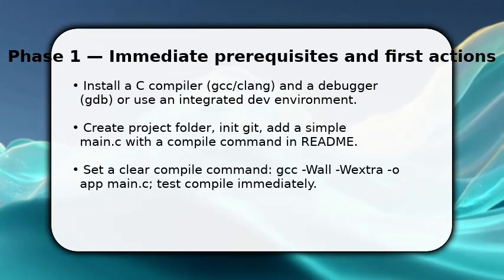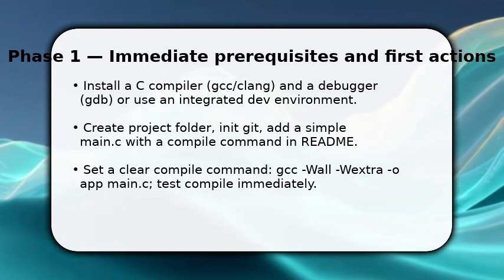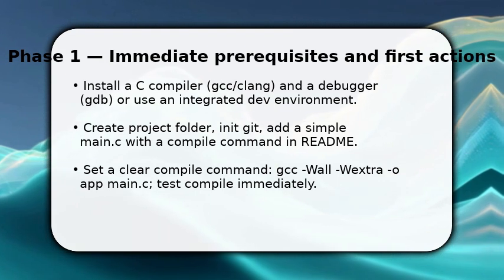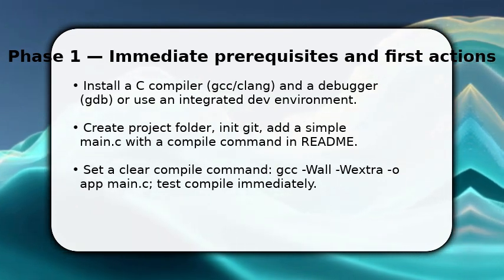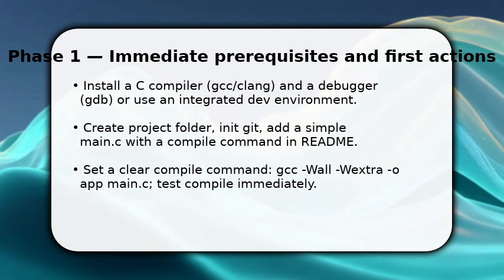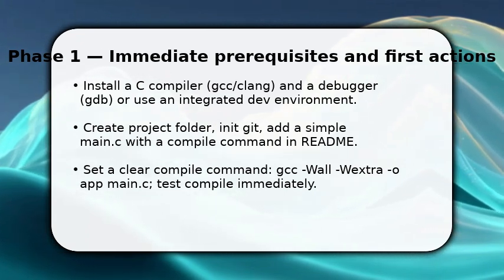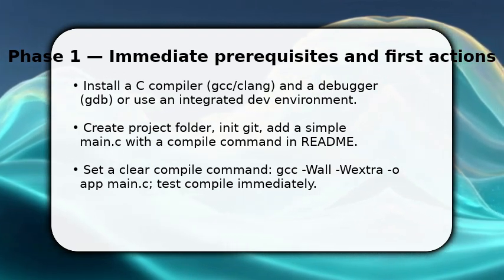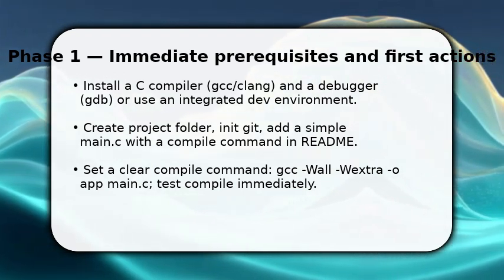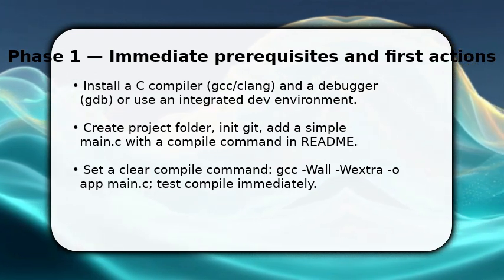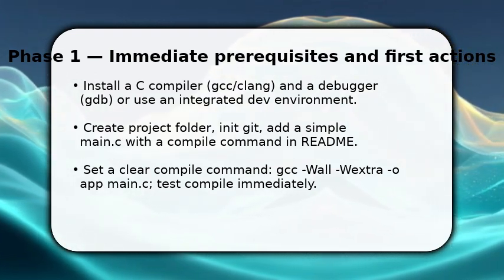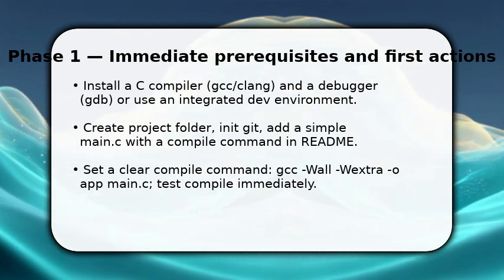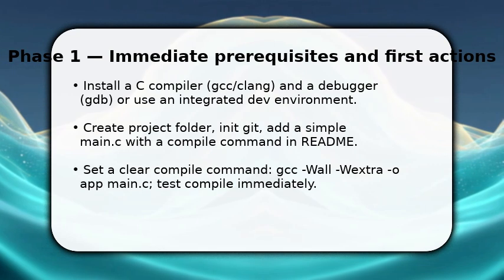You start by ensuring core tools are ready: a C compiler and a debugger, plus a project folder. Once installed, create main.c with a minimal main function, and run git init so changes stay tracked. Then write and run the compile command, gcc -Wall -Wextra -o app main.c, to catch obvious syntax and warning-level issues early. This first step saves debugging time later because you enforce consistent compilation and a repeatable workflow before adding complexity.